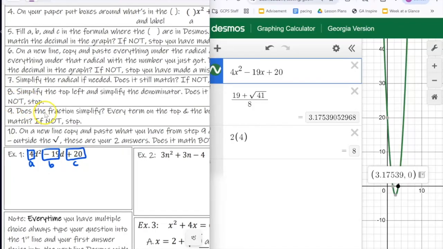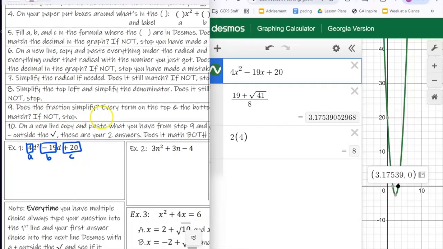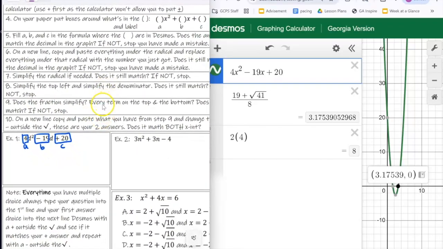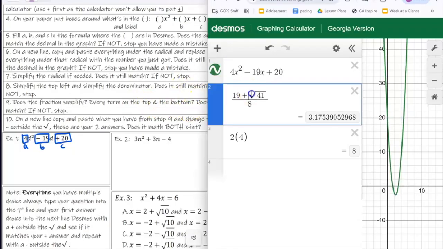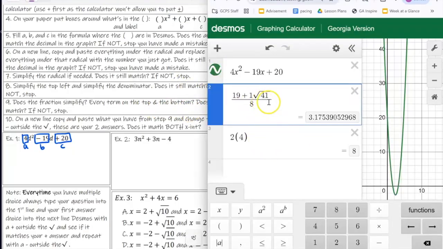So I'm okay. Does the fraction simplify? Okay. So this one is special. It means every term on the top and the bottom. Okay, so that means there's an invisible 1 here. And again, if I put the invisible 1, you see it didn't change. Is there a number that goes into all 3 terms? That means 19, positive 1, and 8. No, nothing is divisible into all 3 of those.